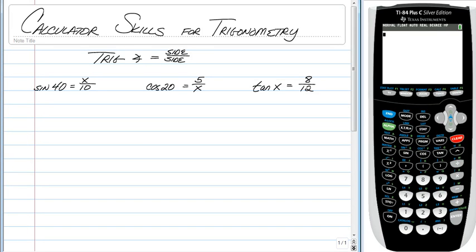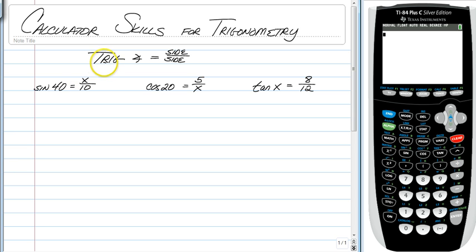This video is going to go over the calculator skills you need to be successful in this trigonometry unit. So what we're going to do is talk about the 3 different ways you will use your calculator when solving for a missing side or an angle in this unit. The first one we're going to talk about is what happens when x is on top of your fraction.